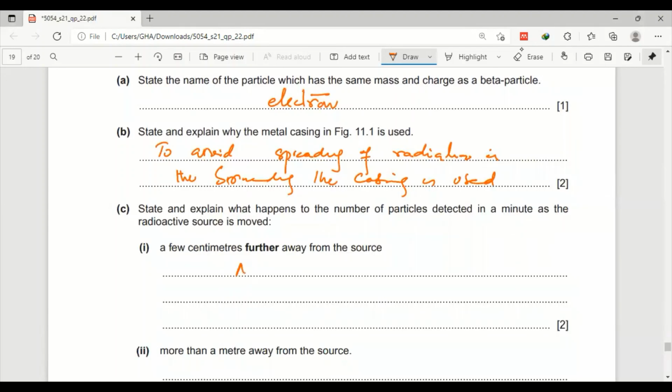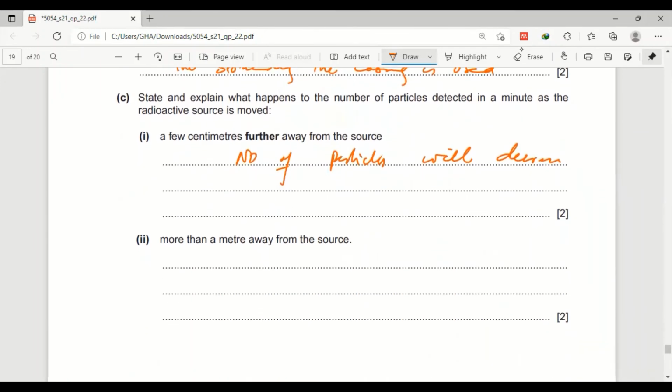So definitely the number of particles reaching there will decrease. And the reason, because due to the distance, some of the particles will be stopped or are absorbed by the air. They will not reach the detector.